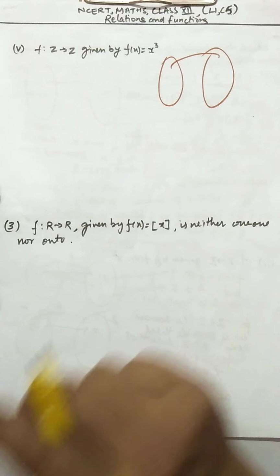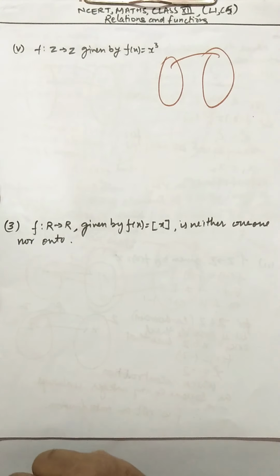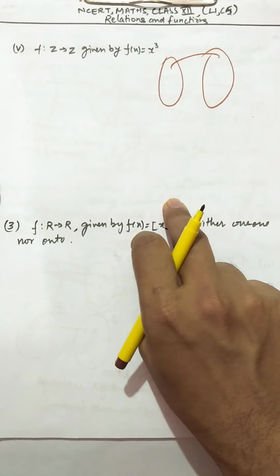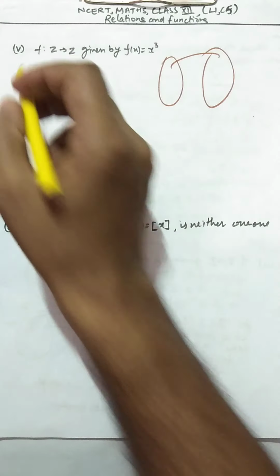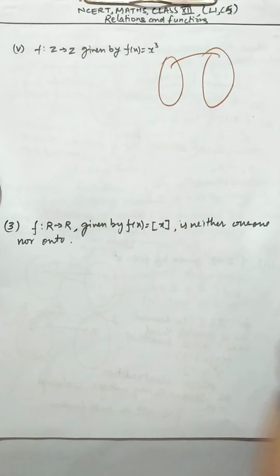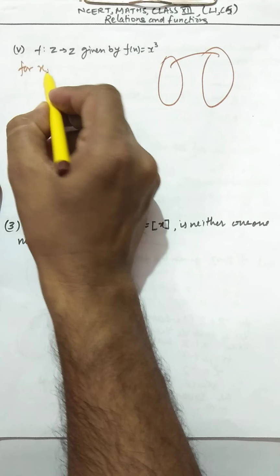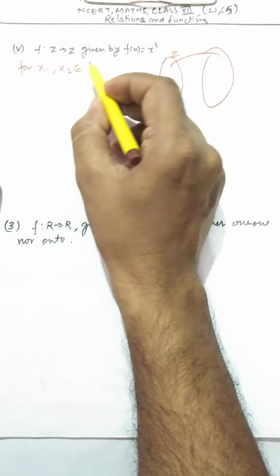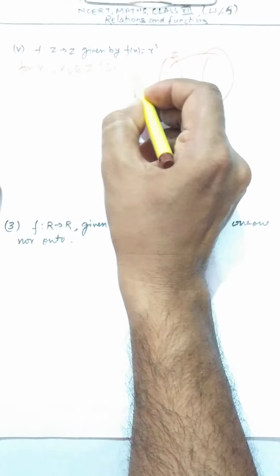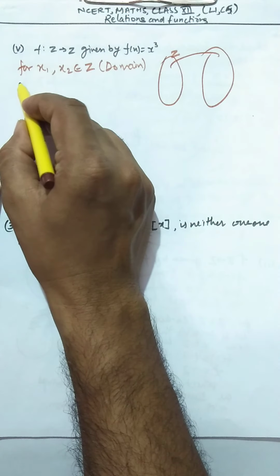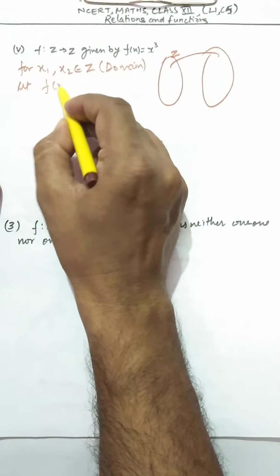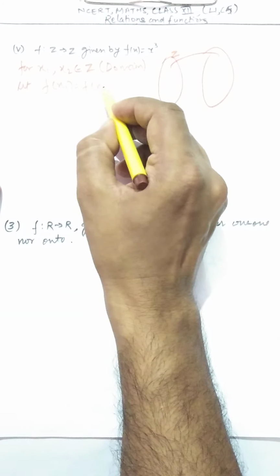If you feel this is not a one-one function, then you have to think of some example so that you can show it is not one-one. So here I am just using the normal previous method, in which we assume that for x1, x2 belonging to Z, this is the domain, and let us assume that f(x1) is equal to f(x2).